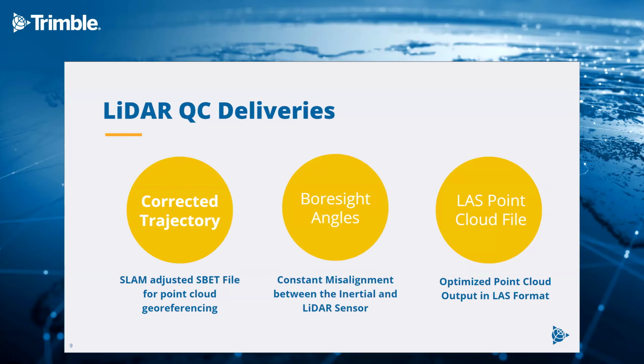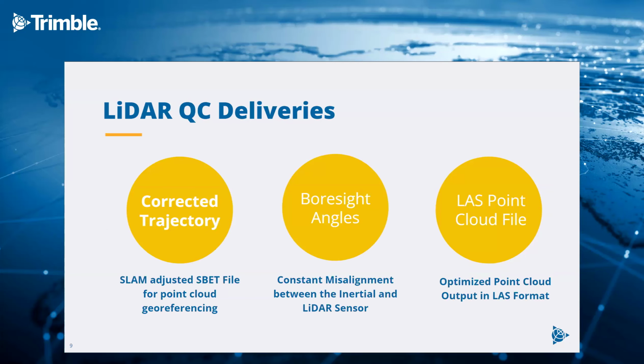So what are the deliveries? I mentioned already the corrected trajectory, which is, I think, the key function of LiDAR QC. This is going to be the SLAM adjusted aspect file, if you want to say, that is the one that we use for the point cloud georeferencing.